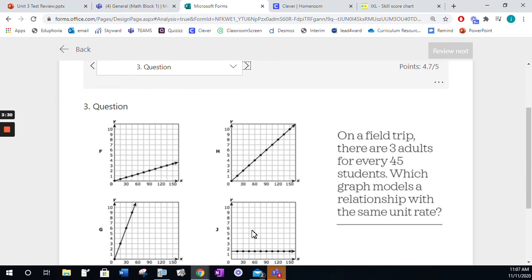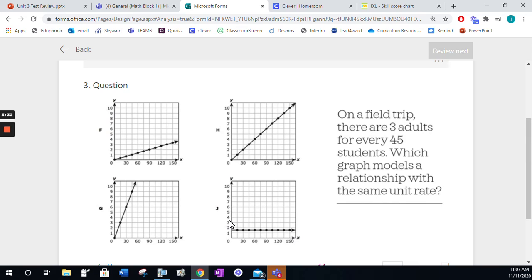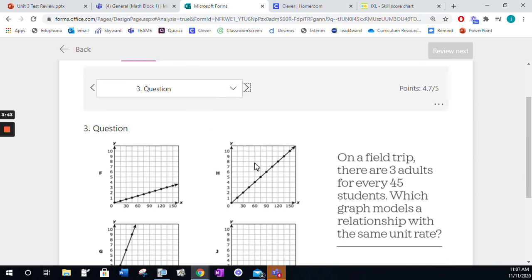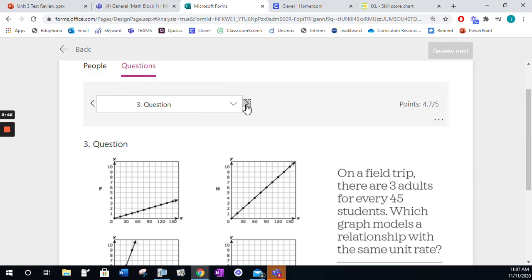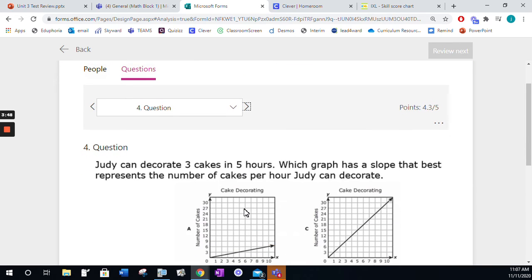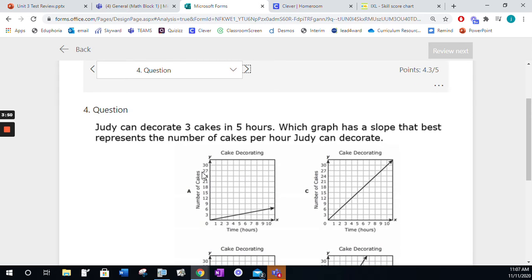Number 3, match up 3 and 45. So find 3 on your axis and see where it matches 45. Then you notice this is counting by 15: 15, 30, 45, 60 on the x-axis. So look at that, be careful. Okay, number 4, 3 cakes in 5 hours. Again, look at the x-axis and the y-axis. X is time. So find 3 hours, go up to 5 cakes, and put a point there. If it's not on your line, it's not the right answer.